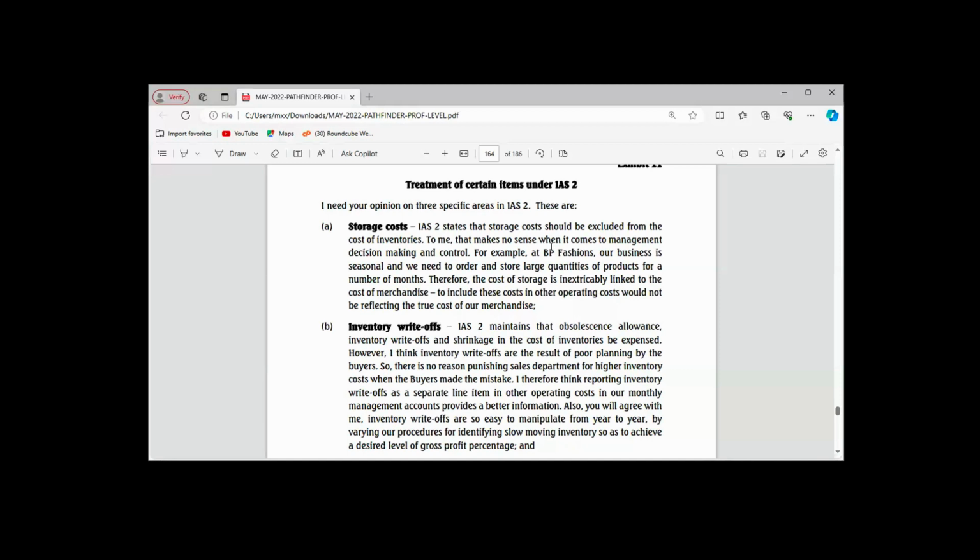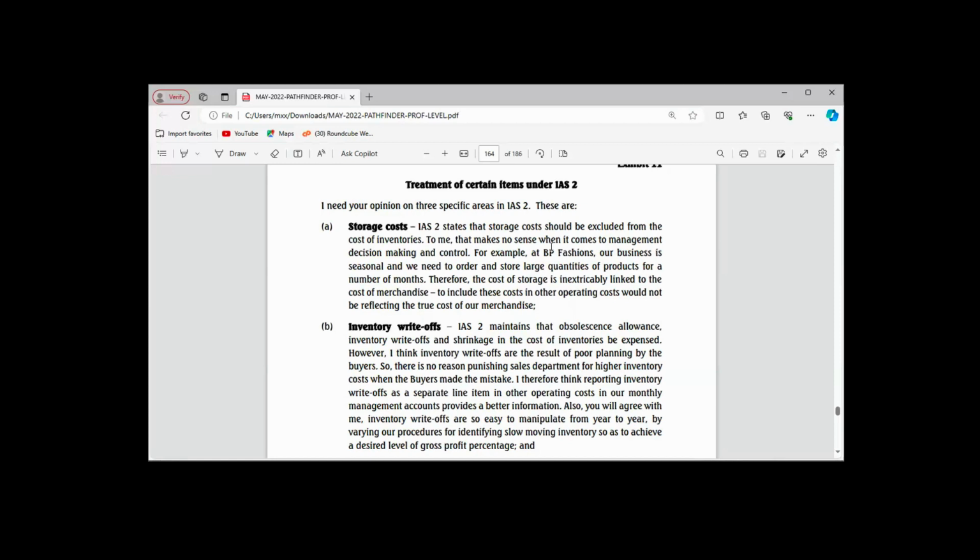These are: 1, storage costs. IAS 2 states that storage costs should be excluded from the cost of inventories. To me, that makes no sense when it comes to management decision-making and control. For example, at BP Fashions, our business is seasonal, and we need to order and store large quantities of products for a number of months. Therefore, the cost of storage is inextricably linked to the cost of merchandise. To include this cost in other operating costs would not be reflecting the true cost of our merchandise. So, what do you think?